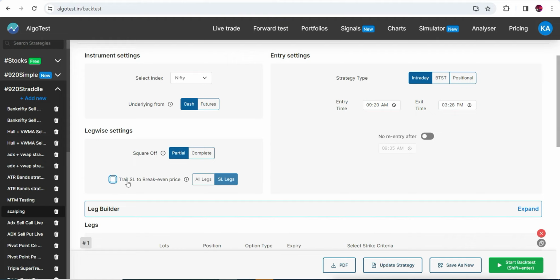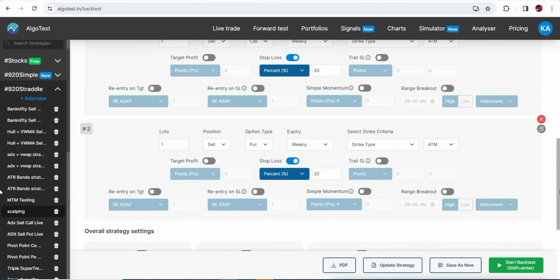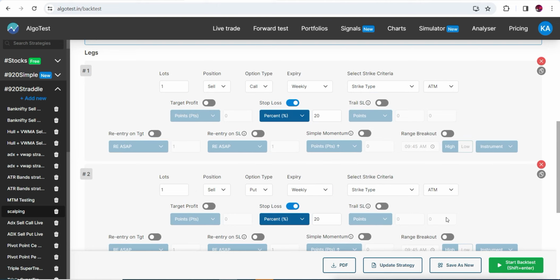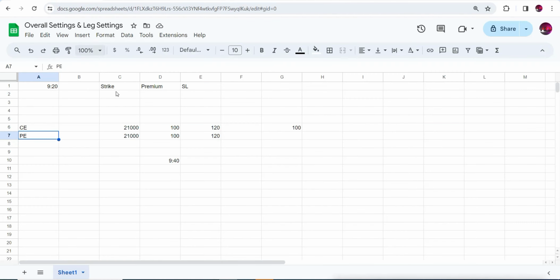Now what the trail stop loss to break even price does is, if the stop loss of any of the legs is hit, then it will move the stop loss of the other leg to break even price. For example, at 9:20 in the morning we sold call and put at 100, our stop loss is 120. At 9:40 our call side stop loss is hit. Okay, so call side SL is hit.